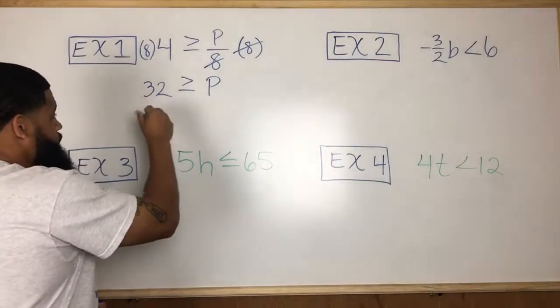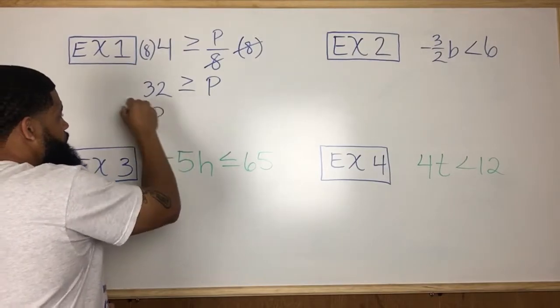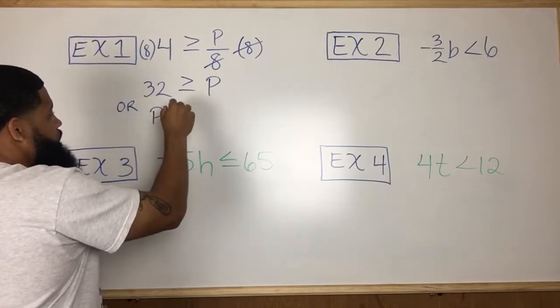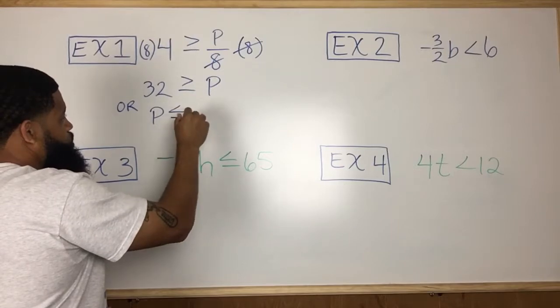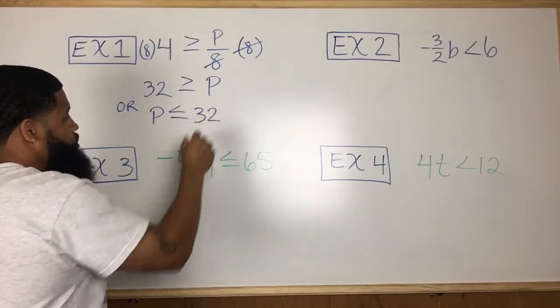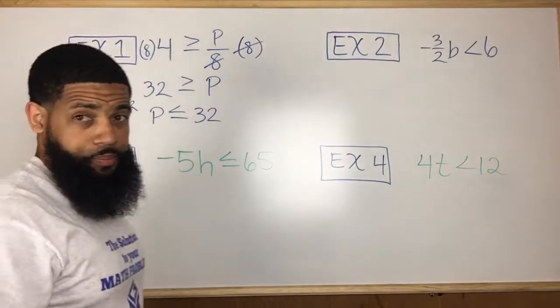I can also rewrite this as p is less than or equal to 32. All right, these are the same thing.